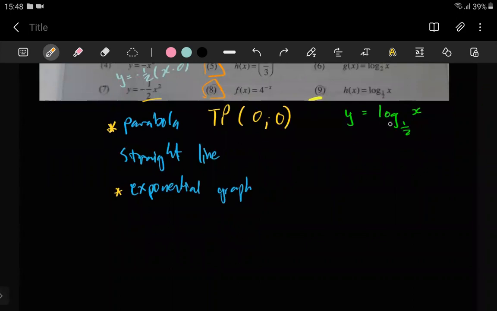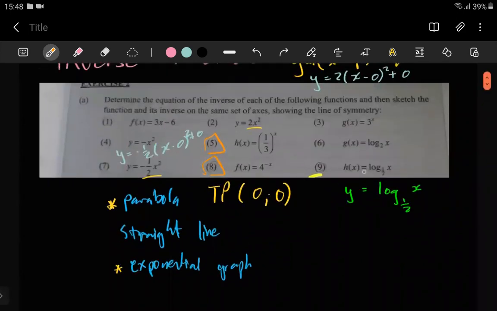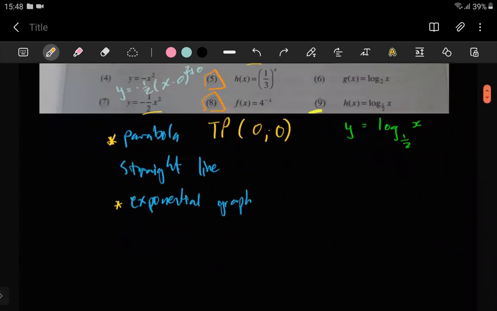So since here we're dealing with 9, they want us to get the inverse of this log, and they want us to sketch it also. The issue is that, remember, with inverse, x becomes y and y becomes x. So what that looks like is, when we have performed inverse here, where this y is, you're going to see an x. Where this x is, you're going to see a y.